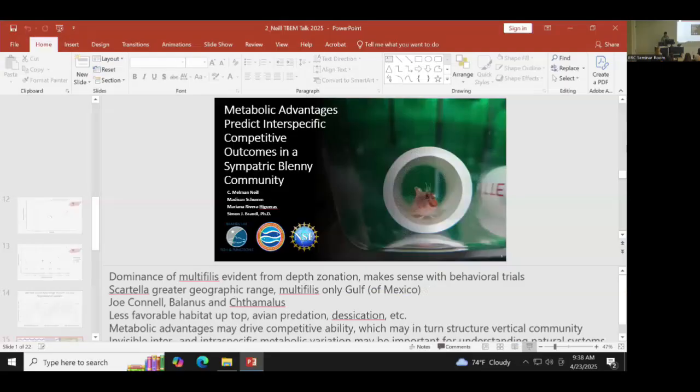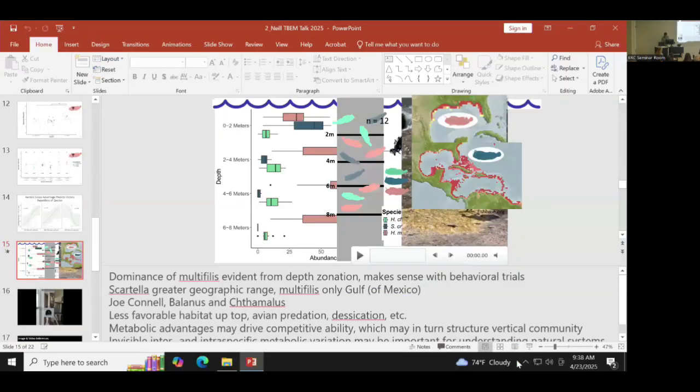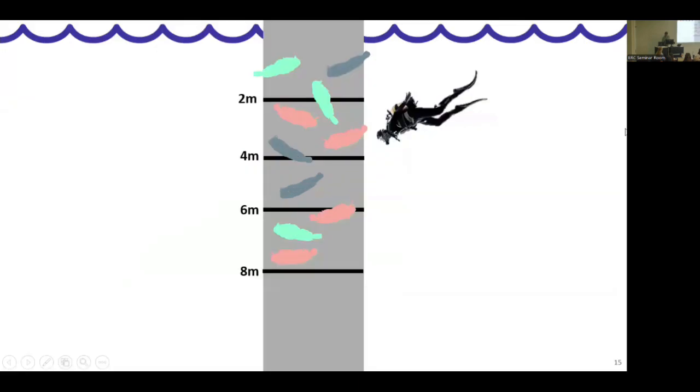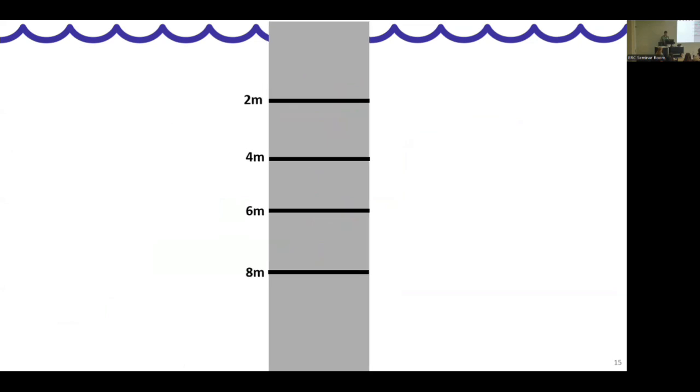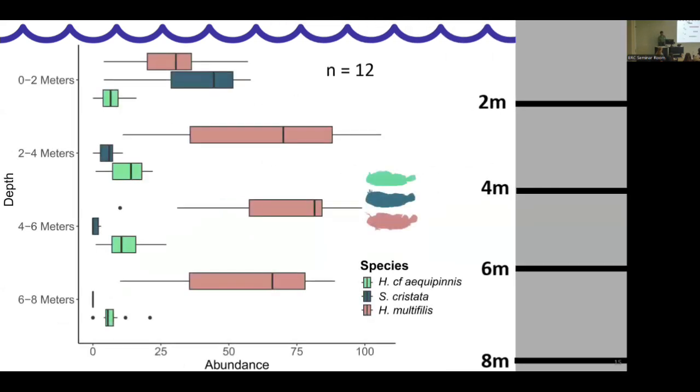I hate PowerPoint sometimes. Give me 5 seconds. Here we go. So friends and I did a series of visual dive surveys on these concrete pilings. And here's what we found replicated across all 12 pilings. So first thing you should probably notice is that multifilus is by far the most abundant generally, and it doesn't show a wild depth trend.